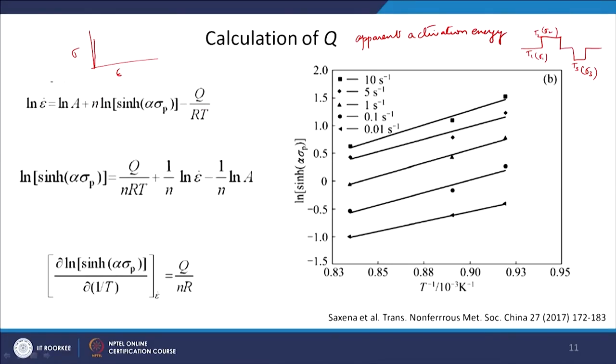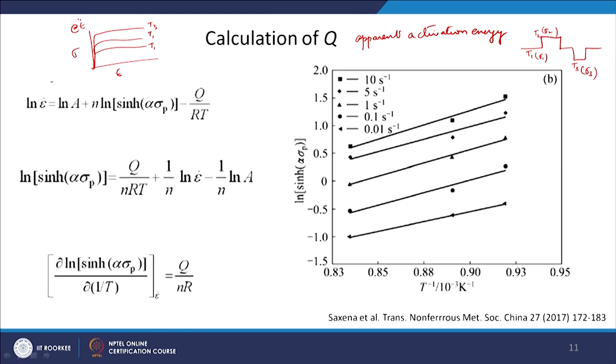The way we are calculating is, we are not doing it like this. Actually, what we are doing is, we are doing tests at different temperatures. Okay. So, this is T1, T2, T3. T1 is more than T2, then T3, okay. And suppose we have done all of this at a constant strain rate. So this is what we are doing now.